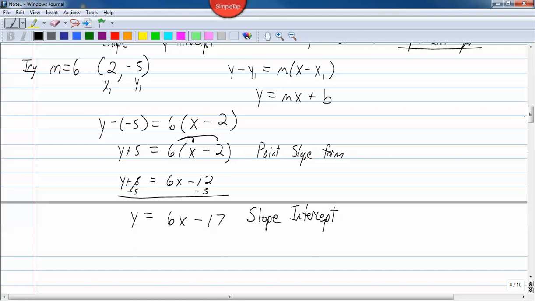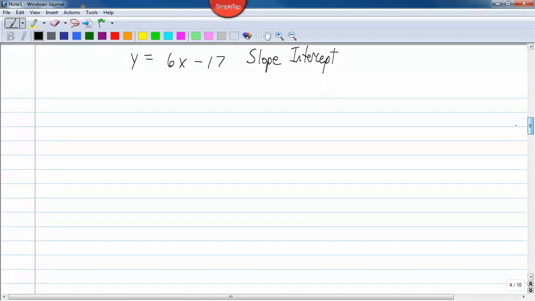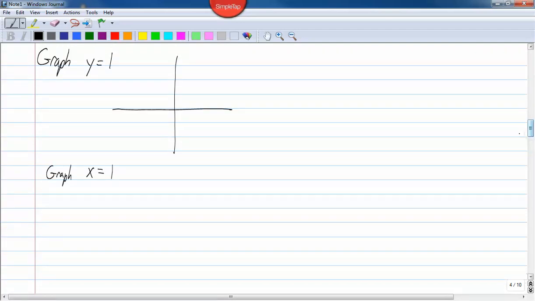All right. Now, what if I have this? Graph y equals 1. Or graph x equals 1. I don't see a slope and a y-intercept like I do with the point slope and slope-intercept forms of the equation of a line usually.